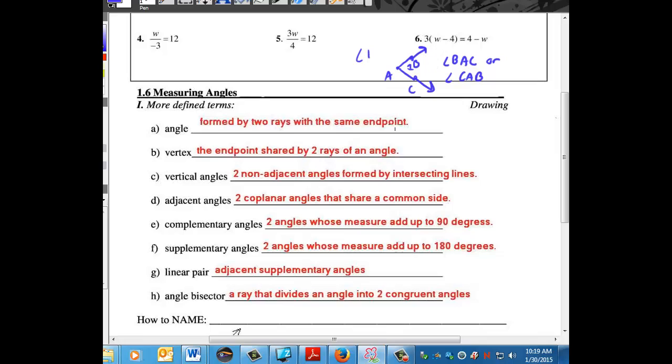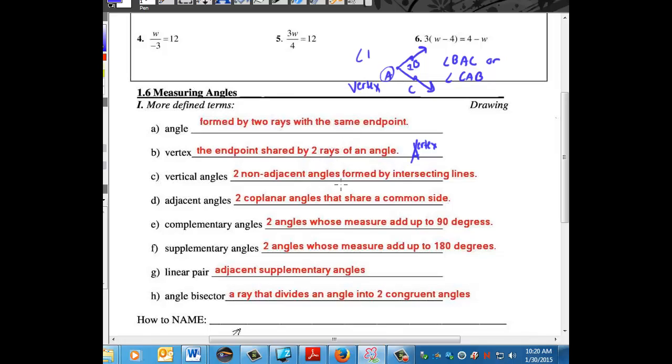Our vertex point is going to be the endpoint that's shared by the two rays. So in this problem, we have vertex A. And so, here's angle A. This is our vertex angle.